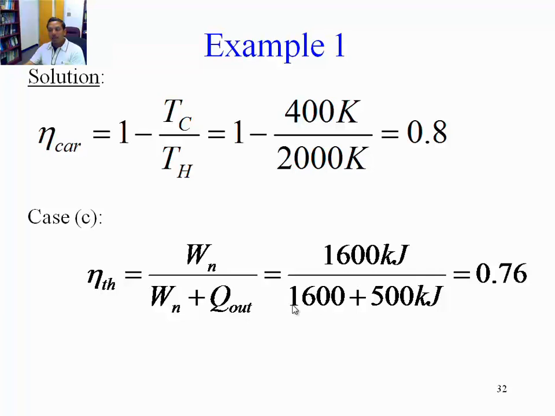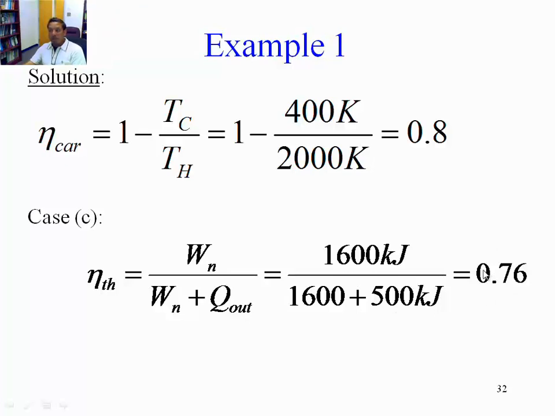W net is 1600, Q out is 500. 1600 plus 500 is 2100. So the amount of energy invested in this cycle, energy in, is 2100. The amount of work that we obtain is 1600. That yields an efficiency of 0.76.